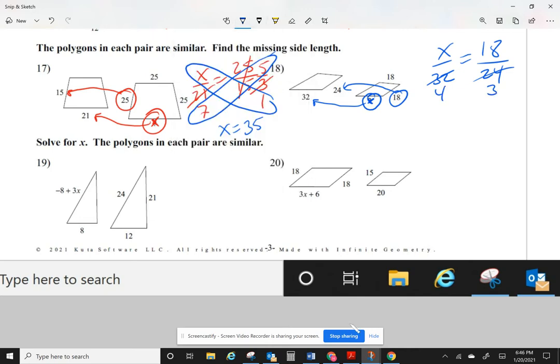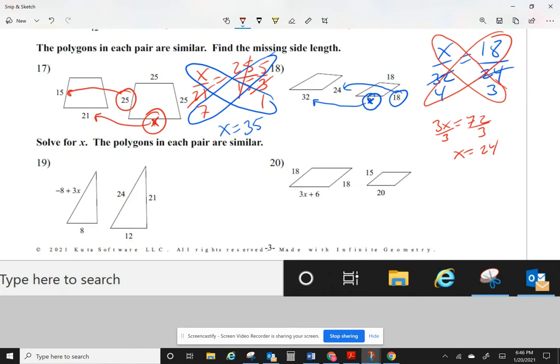Just to emphasize that you don't have to simplify all the way, let me cross multiply. 3x equals 18 times 4 is 72. Let me divide by 3 to get the x by itself. So x equals 24.